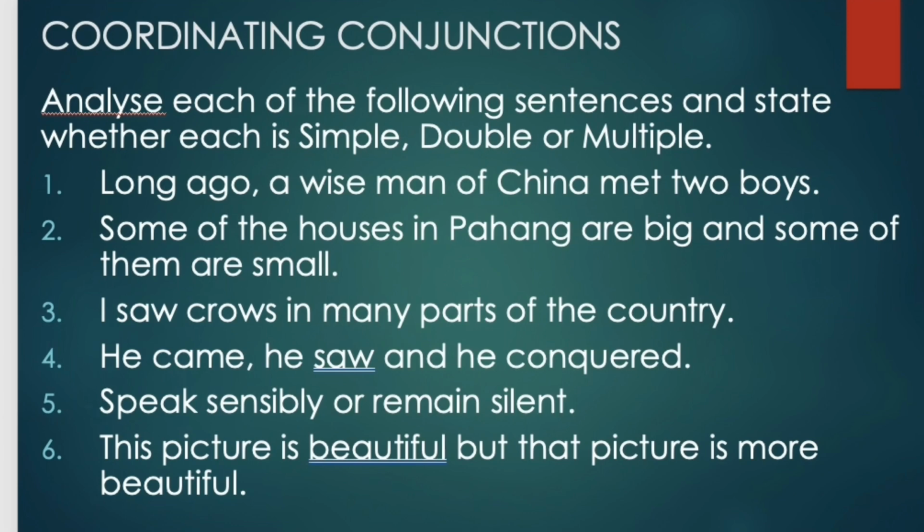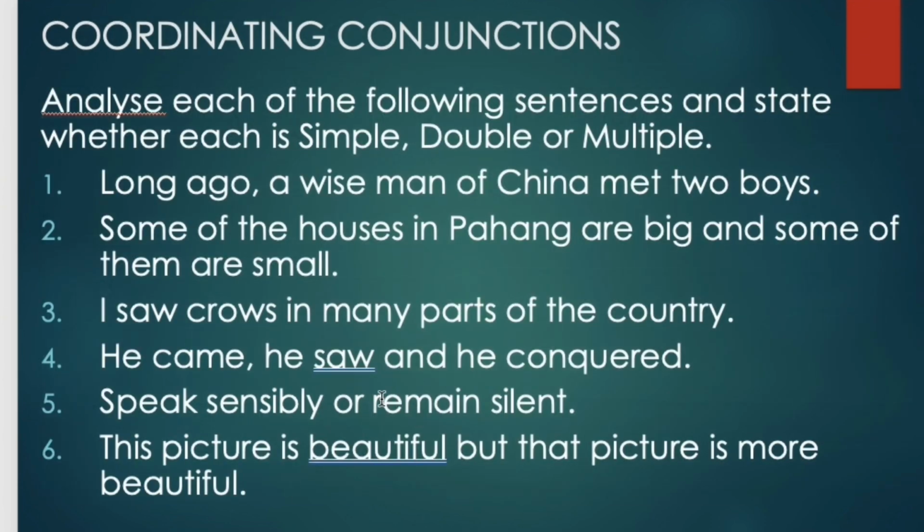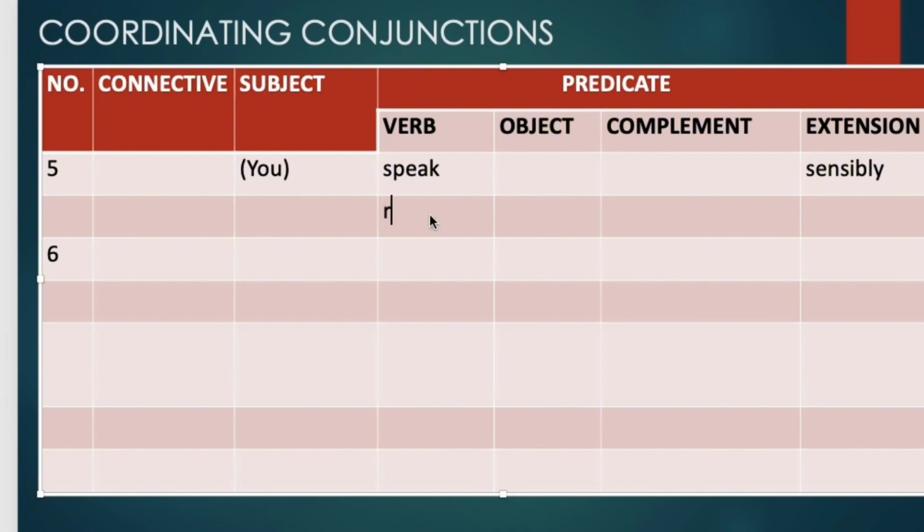Sentence 5. Speak sensibly or remain silent. Verb, speak. Subject is you, understood. It is directed at the second person listening, even though it's not written. You speak how? Sensibly. Sensibly is the adverb of manner, so we place it under the extension column. The second sentence is remain silent. Remain is the verb. Also, the subject is you, understood. It is directed at the second person listening. Silent is the adjective and is placed under the complement column. Both these sentences are combined together using the coordinating conjunction or. So this is also a double sentence as it contains two verbs: speak, remain.